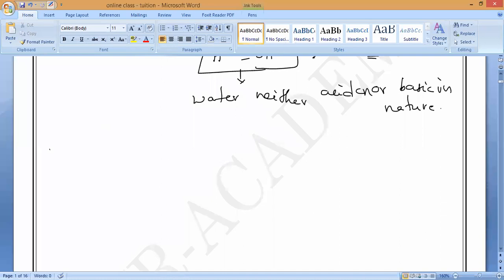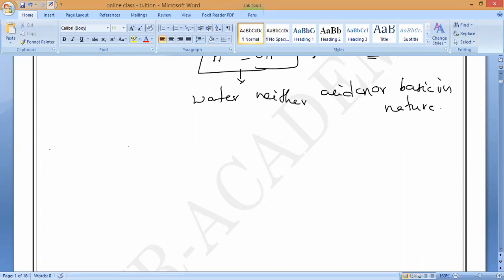First point. Next, before starting about acids and bases, I should say something. Either it is a base or an acid, it doesn't matter. When will they show their properties? How will the acids show the properties of acids? How will the bases show the properties of bases? Anybody? When will they show the properties? When they dissolve in water. That is what you have to remember.